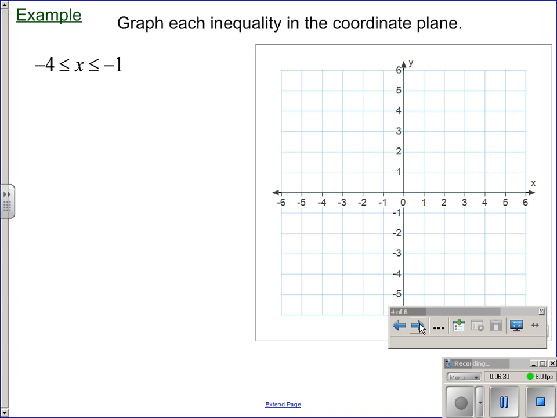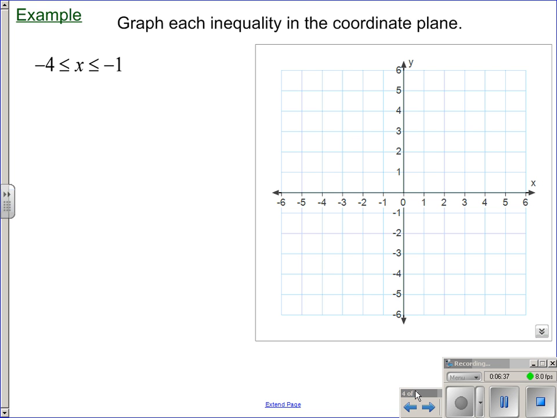All right. So to graph each inequality in the coordinate plane, this one looks a little bit different. It's really similar, but it does behave a little bit different. It's called a double inequality. We're going to look at it as two things: x values greater than or equal to negative 4, and x values less than or equal to negative 1. So we're separating this double inequality into individual inequalities. Now, there is this and statement in between. Okay, double inequalities, you got to have them both.